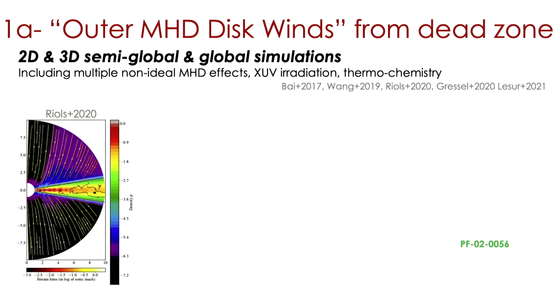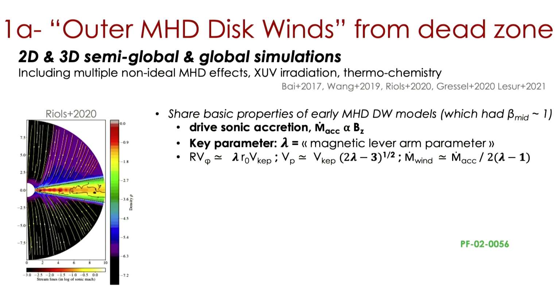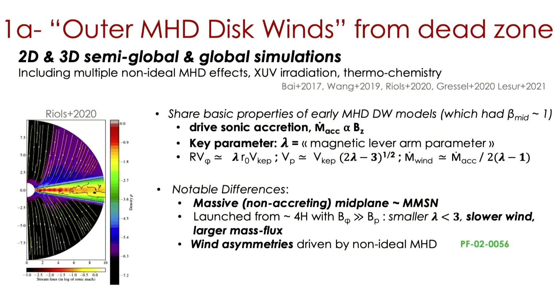This is really beautiful work. Just to remind the people who are a bit old like me, you've heard about these old models where we had a midplane beta of 1. What's the difference? Well, there are some similarities. They drive sonic accretion, still with an accretion rate that is proportional to B_z. That's really important. And the key parameter is still this lambda parameter, and it still controls the kinematics and the mass flux.